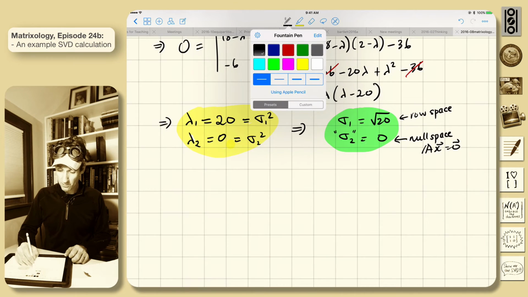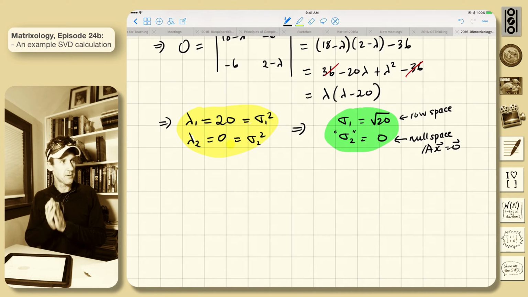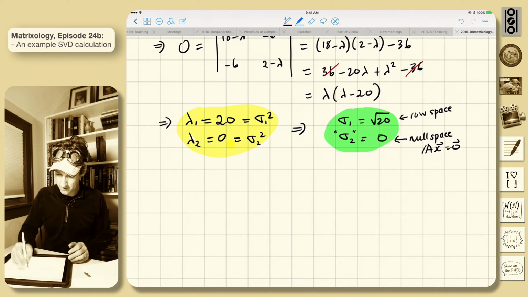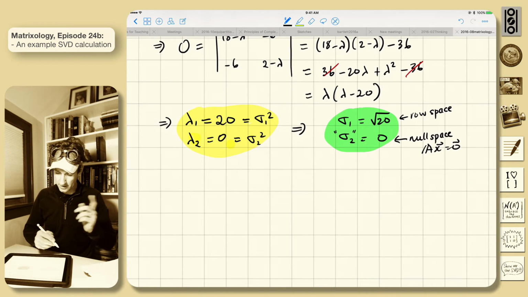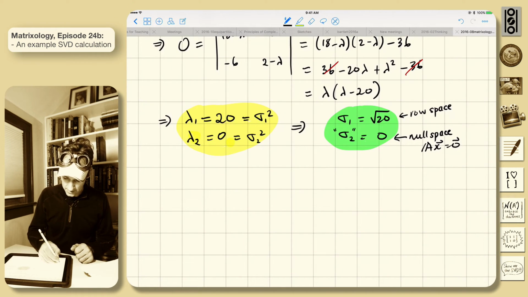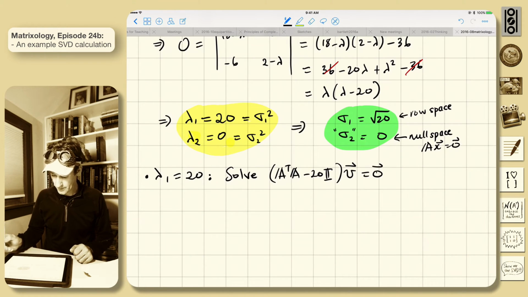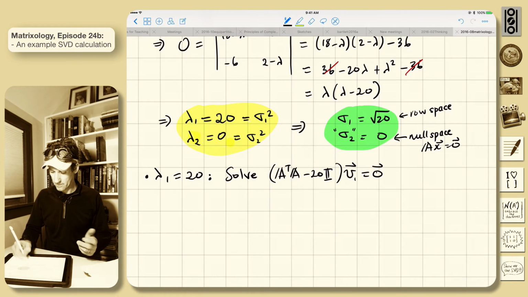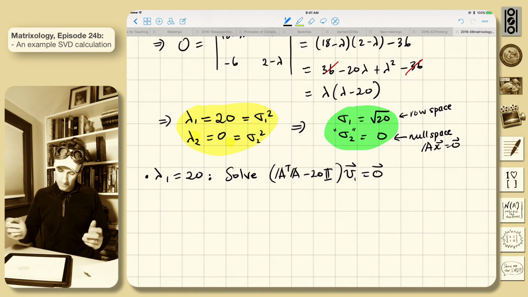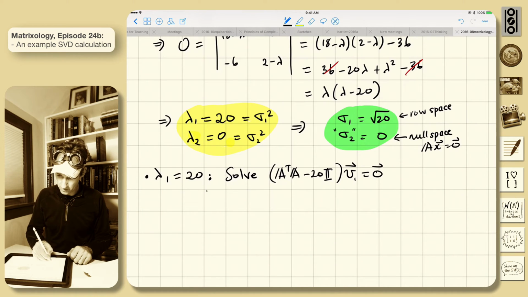And now each one, right? So n eigenvalues you have to go through and find, I mean, could be repeats, but basically now find the eigenvectors associated with them. So lambda 1 equals 20. We have to solve A transpose A minus 20 times I, V equals 0. Right, this is for eigenvector 1. Fine. So this is really the problem.